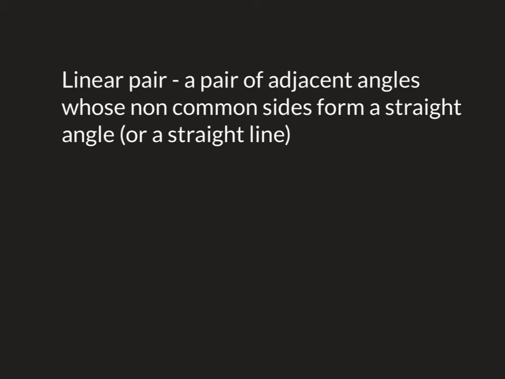So a linear pair is a pair of adjacent angles whose non-common sides form a straight angle or a straight line. So for example, that would look like this. If I can draw straight lines today. So let's say that this is angle 1 and this is angle 2, right? So these two angles come together. Remember, adjacent angles are two angles that share a common side, but they don't overlap, right? So angle 1 is here and angle 2 is here. So they're adjacent, they don't overlap with one another.